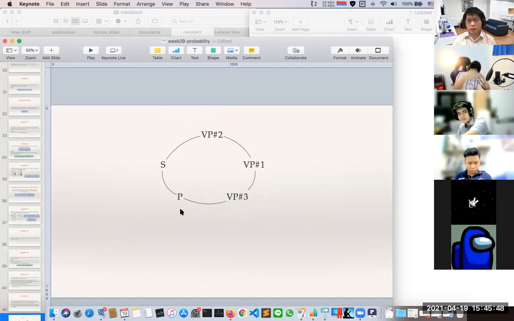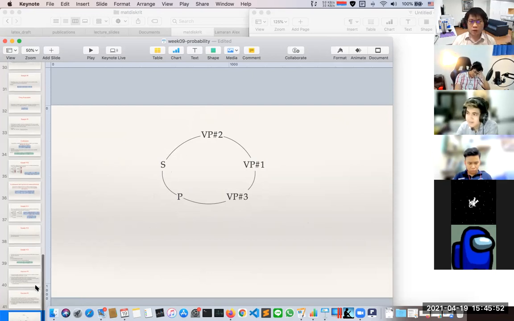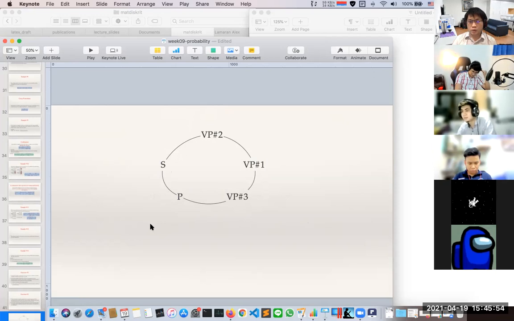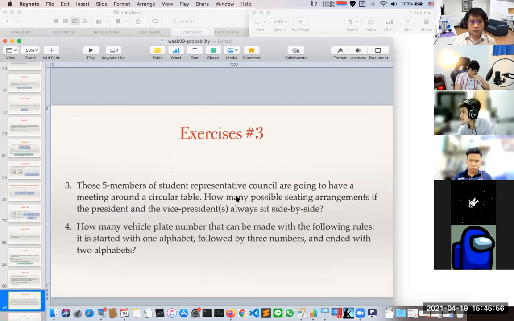So in this case, it will always be n minus 1, not n minus 2. So it will be 5 minus 1 factorial. So 4 factorial. There will be 24 possible sitting arrangements.